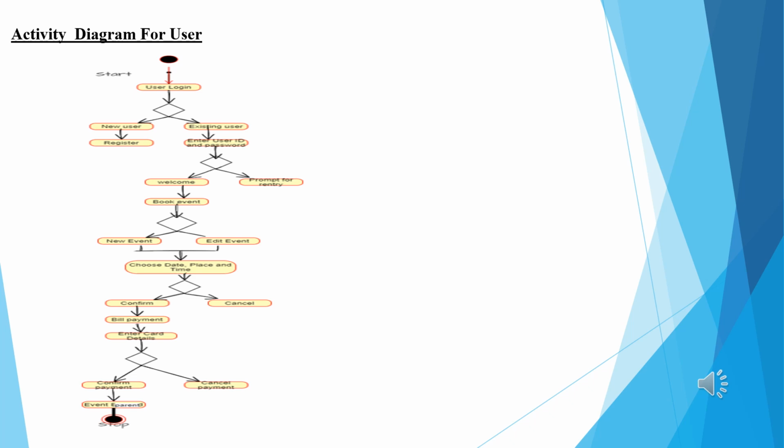After this, the booking module is displayed. In this, the user will be able to book an event by choosing date, place, and time. The user can confirm or cancel the booking. Once confirmed, he can do the bill payment by entering the card details. If the payment is confirmed, the event details are displayed.